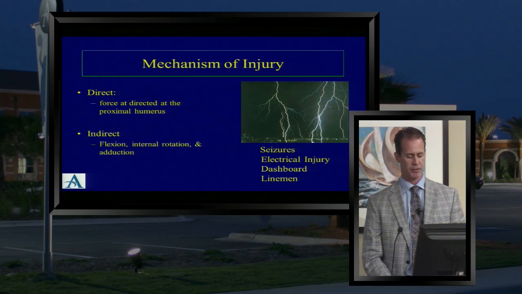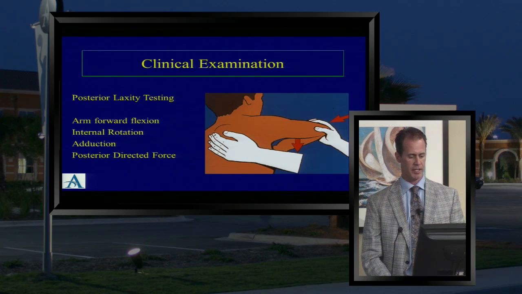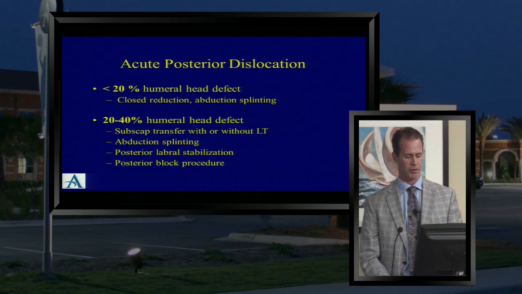seizures, dashboards, electrical injury, and of course offensive linemen are those that have posterior instability. Posterior laxity is tested with the arm in forward flexion, internal rotation, and adduction with a posteriorly directed force as shown here. So an acute posterior dislocation with bone loss, what do we do?